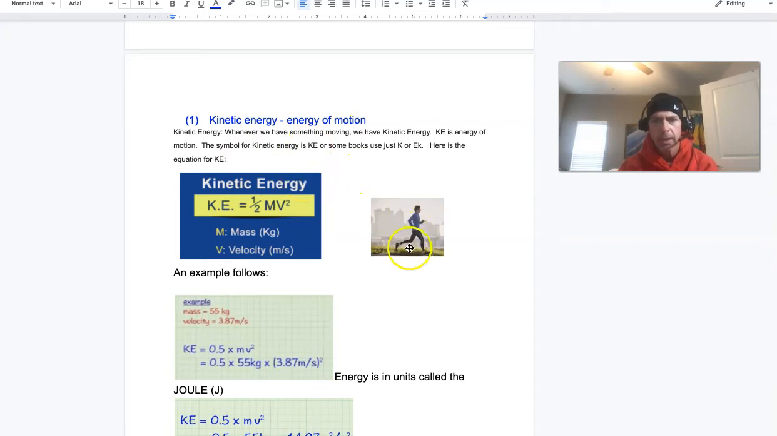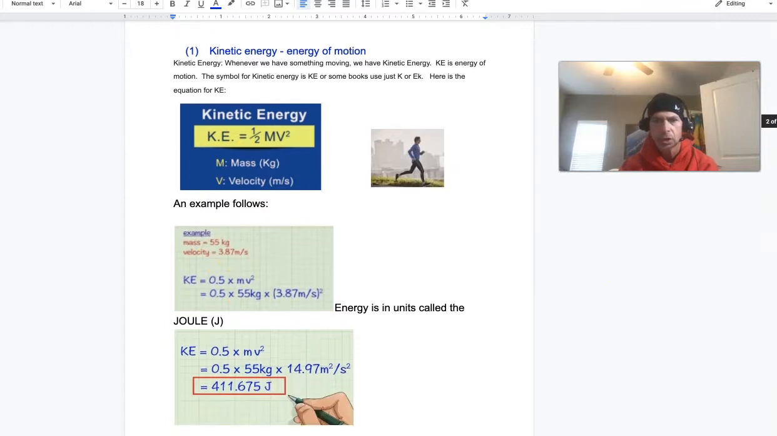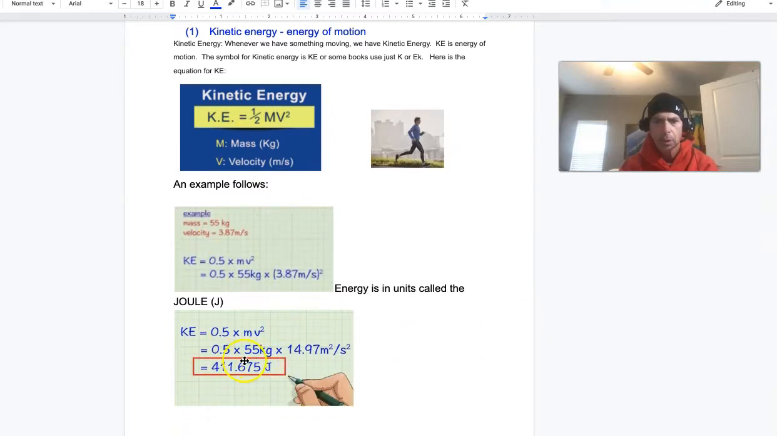We could take a jogger. The jogger has mass and the jogger has velocity. Maybe the mass is 55 and the velocity is 3.87, and we can just plug everything into this equation and we can get the energy that jogger has. Notice if the jogger is more massive or is moving faster, then the jogger has more energy.